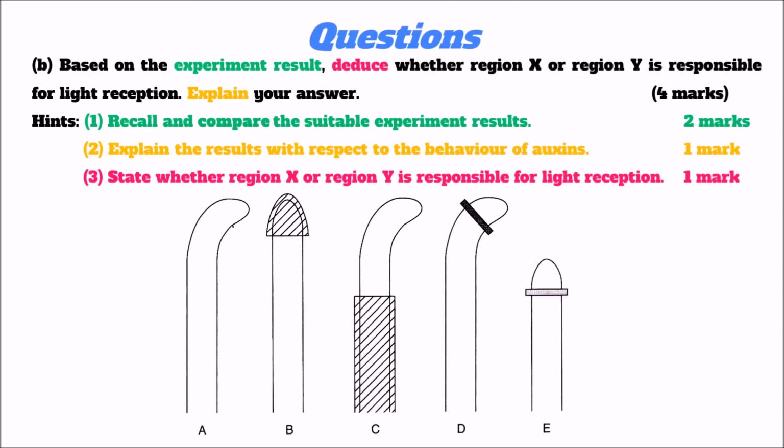Mainly, we can compare the results of setup B and C for our conclusion. Secondly, you need to deduce whether the region X or Y is responsible for detecting light. Thirdly, explain your answer. Just like part A, you can surely tell me whether region X or Y is responsible for detecting light first, then do the explanation part.